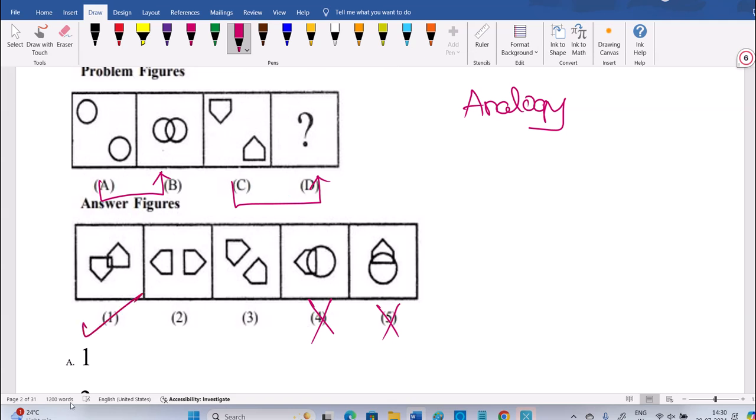Overlapping happened only in 4 and 5, but a different shape came into the picture. Okay, in other logic, other properties, they're overlapping. That overlapping happened in the first one only. So the first one is correct. First page some logic, second page.